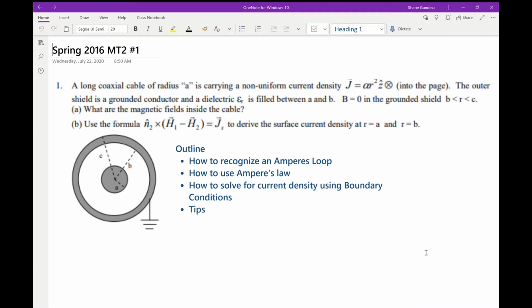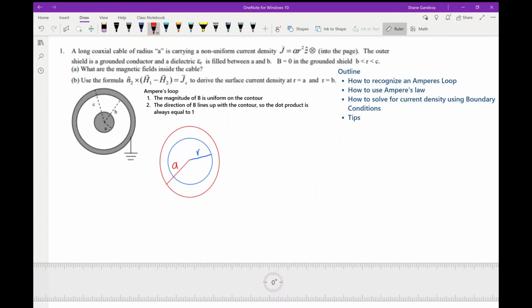So a little outline before I start the problem. I'll be going over how to recognize an Ampere's loop, how to use Ampere's law, how to solve for current density using the boundary conditions, and any extra tips I can give you guys for these types of problems. Okay, so first I'll show you how to recognize an Ampere's loop problem.